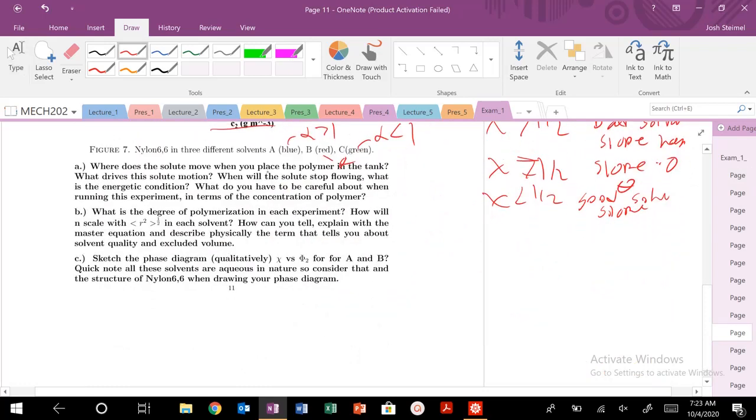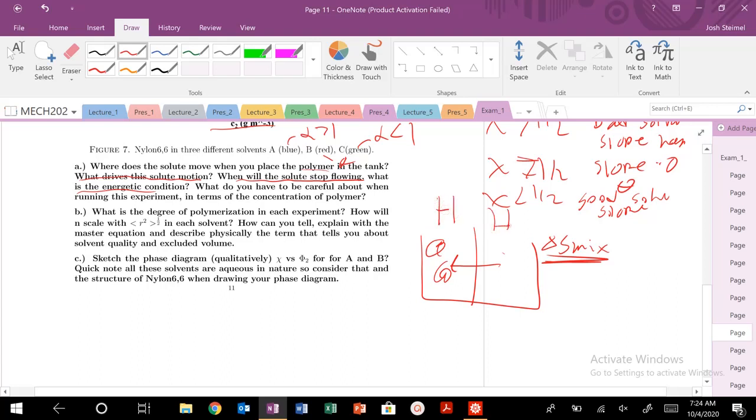Where does the solute move when you place the polymer in the tank? Remember we had this tank here, we had polymer here, solvent. So again, solvent moves to the left, to the polymer side. Why? To increase that delta S of mixing, your configurational entropy. Again, what drives the solute motion is the thermodynamics, it's this delta mix, it's this osmotic pressure that causes that to flow. When will the solute stop flowing? What is this energetic condition? Well, it's when the solvent flows here, our osmotic pressure, our volume in that little tube raises here, it decreases here.